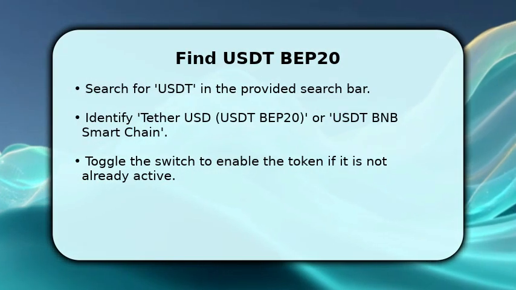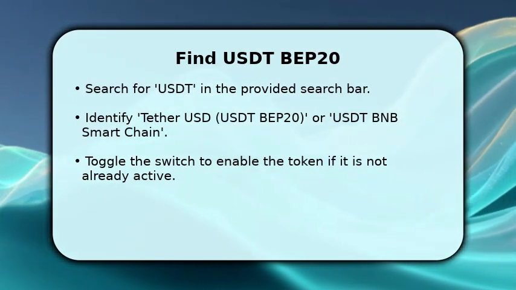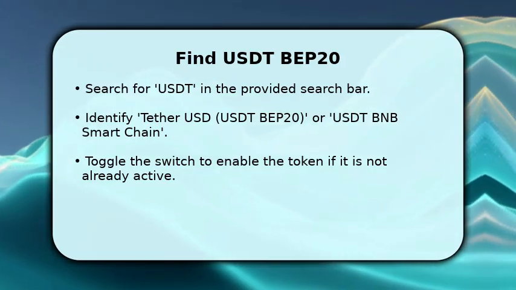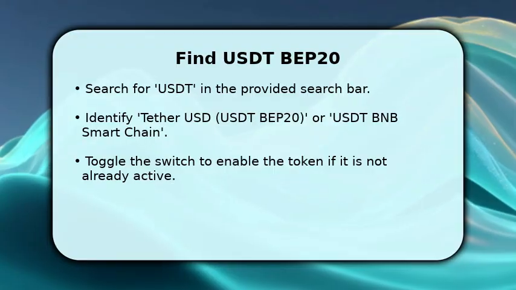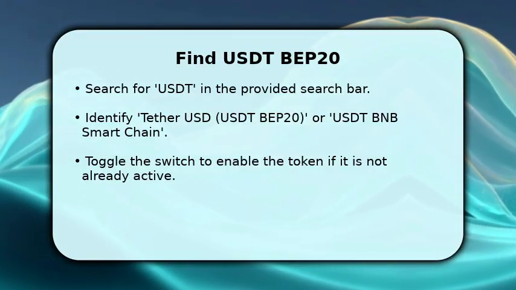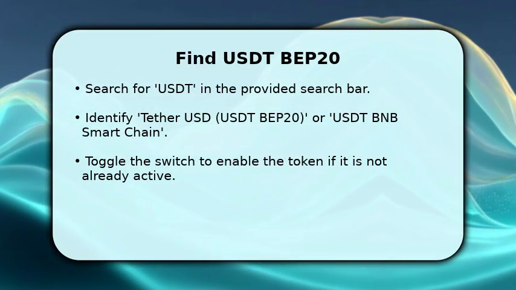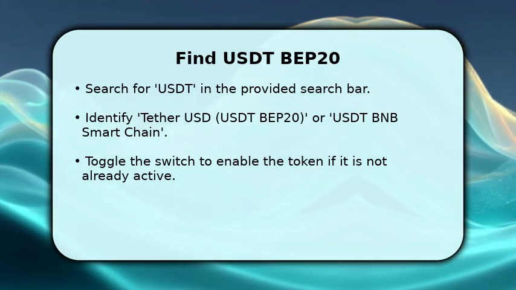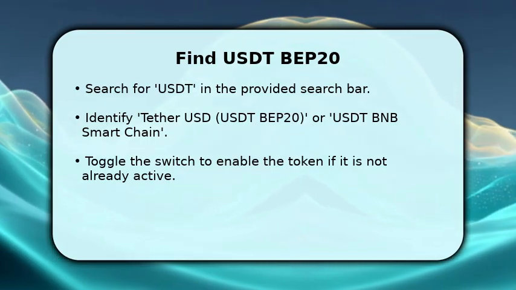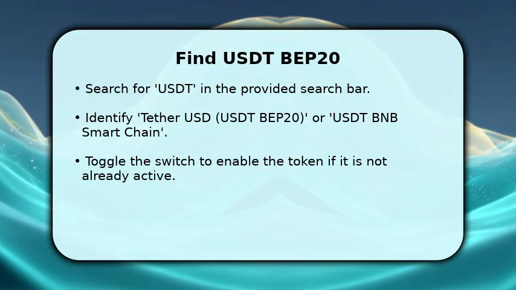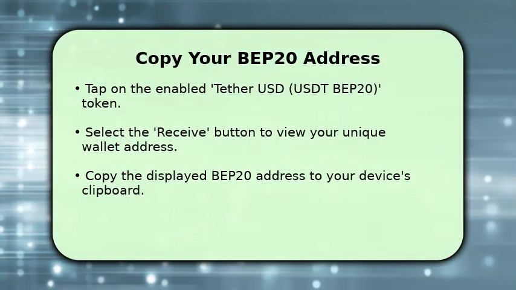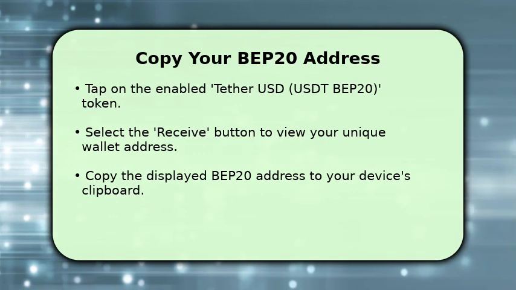Once on the Manage Crypto page, use the search bar to type in USD. You will likely see several Tether options. It is crucial to find and select Tether USD BEP20 or USD BNB Smart Chain to ensure you are on the correct network. If the toggle switch next to it is off, tap it to enable the token, making it visible in your wallet. After enabling the USD BEP20 token, go back to your main wallet screen.